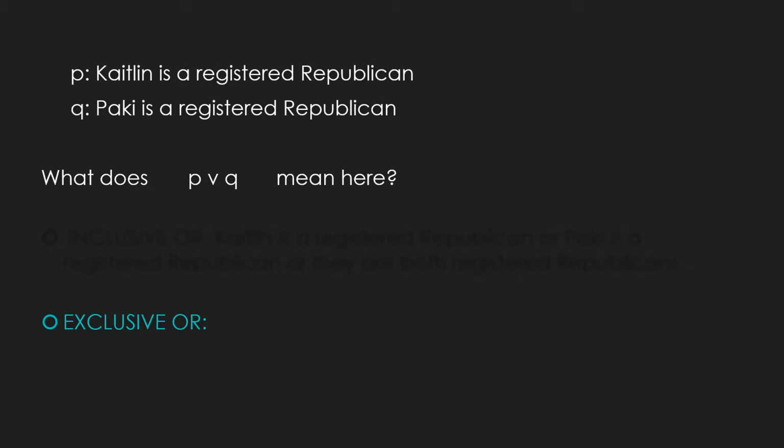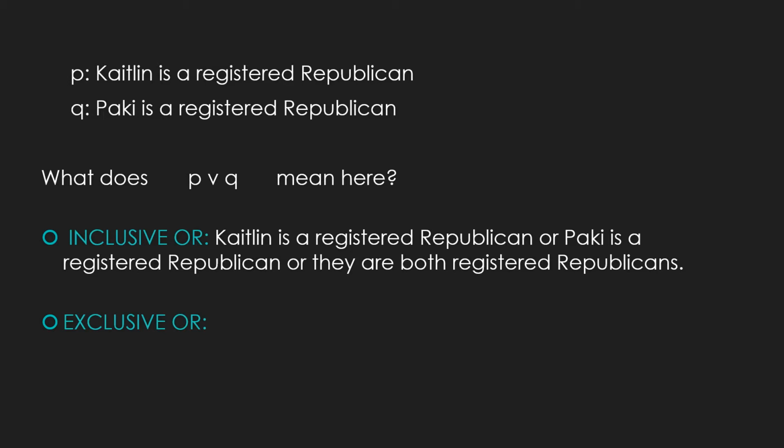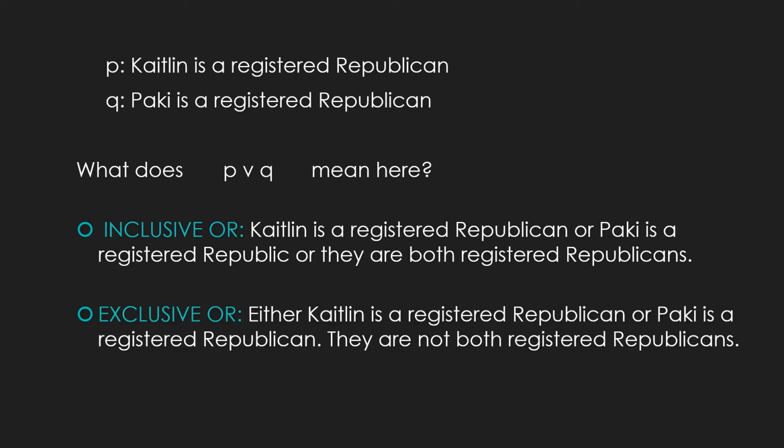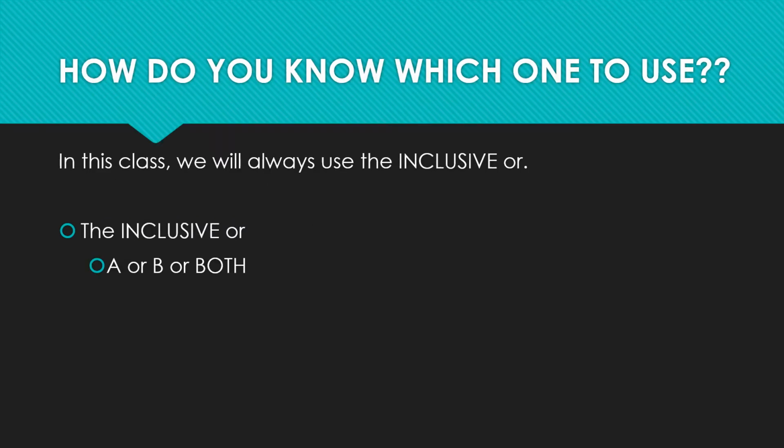So for the inclusive or, that means Caitlin is a registered Republican, or Pocky is a registered Republican, or they are both registered Republicans. And if we're talking about the exclusive or, we know that that means P or Q, but not both. So that would mean either Caitlin is a registered Republican or Pocky is a registered Republican. They're not both registered Republicans. So how do we know which one to use? In this class, we will always use the inclusive or. So we're always going to use the or that means A or B or both.